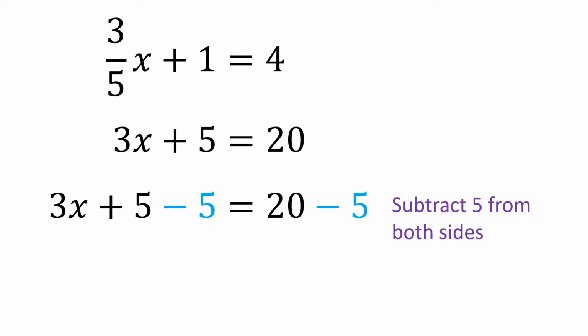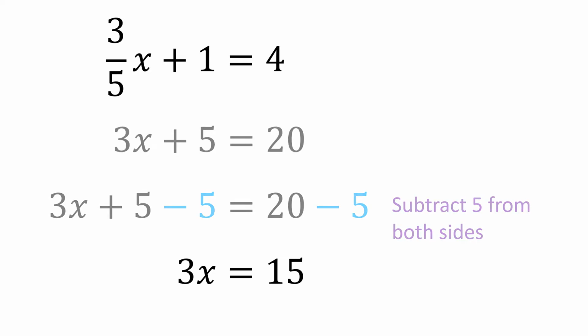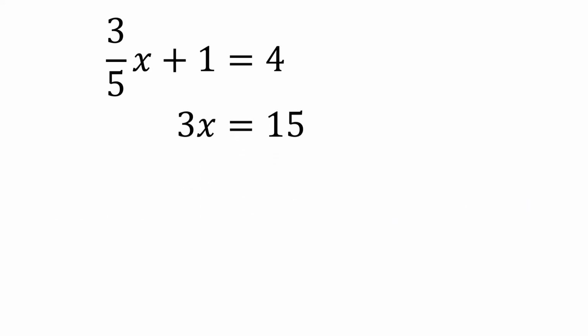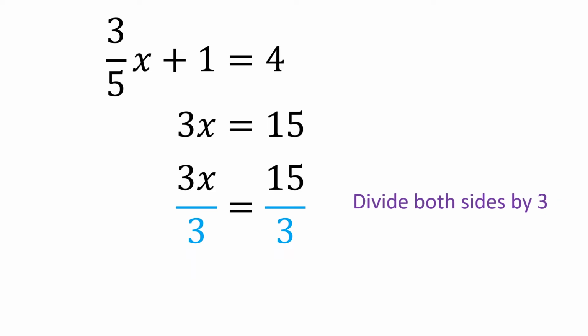Now this becomes 3x equals 15. Now let us eliminate 3 by dividing both sides by 3. So we have 3x over 3 equals 15 over 3. And now this becomes x equals 5. So therefore, x equals 5 is the solution of the equation.